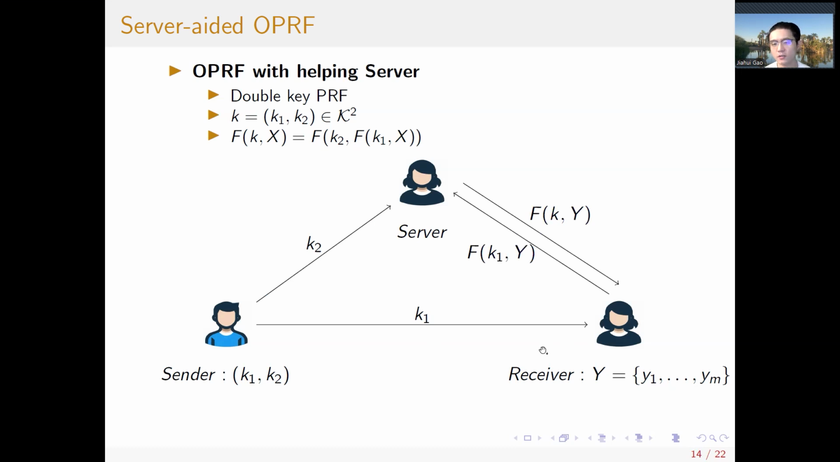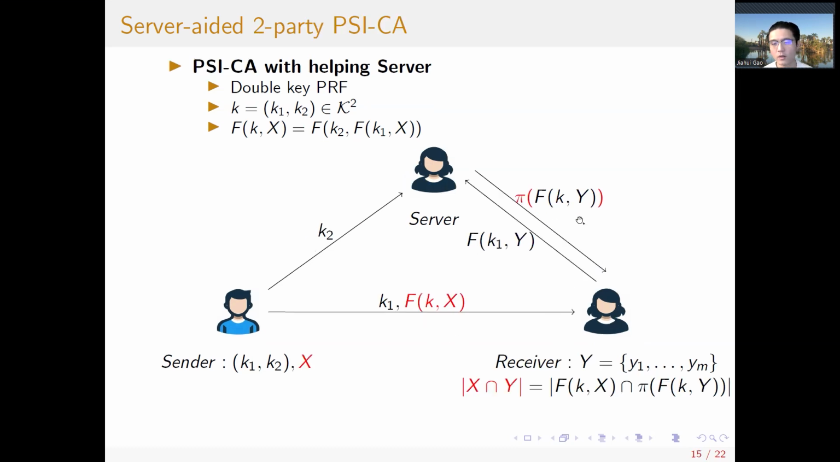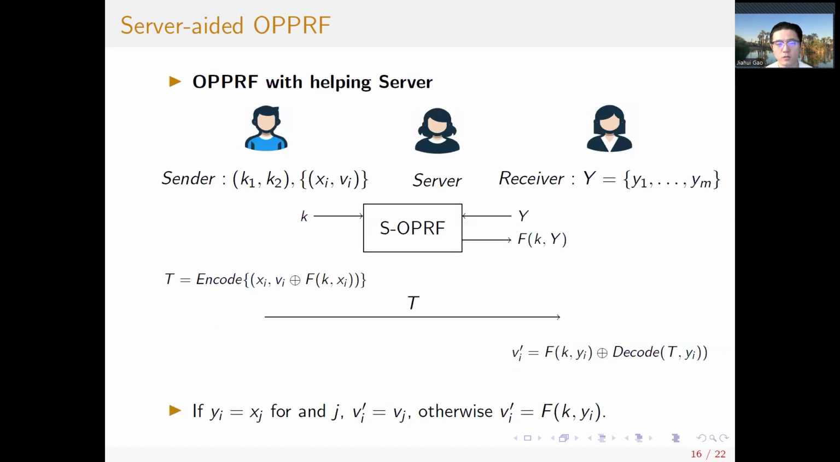We realize this functionality can be easily extended to a server aiding two-party PSICA protocol. Instead of directly sending the PRF evaluation of the receiver set Y, the server sends back a permutation of it. At the same time, the sender can send the PRF value of his set X. Then the receiver can compute the cardinality of these two sets, which is equal to the cardinality of the intersection of the original inputs X and Y. We also have something similar for OPPRF in a server aiding setting. Please refer to our paper for more details.